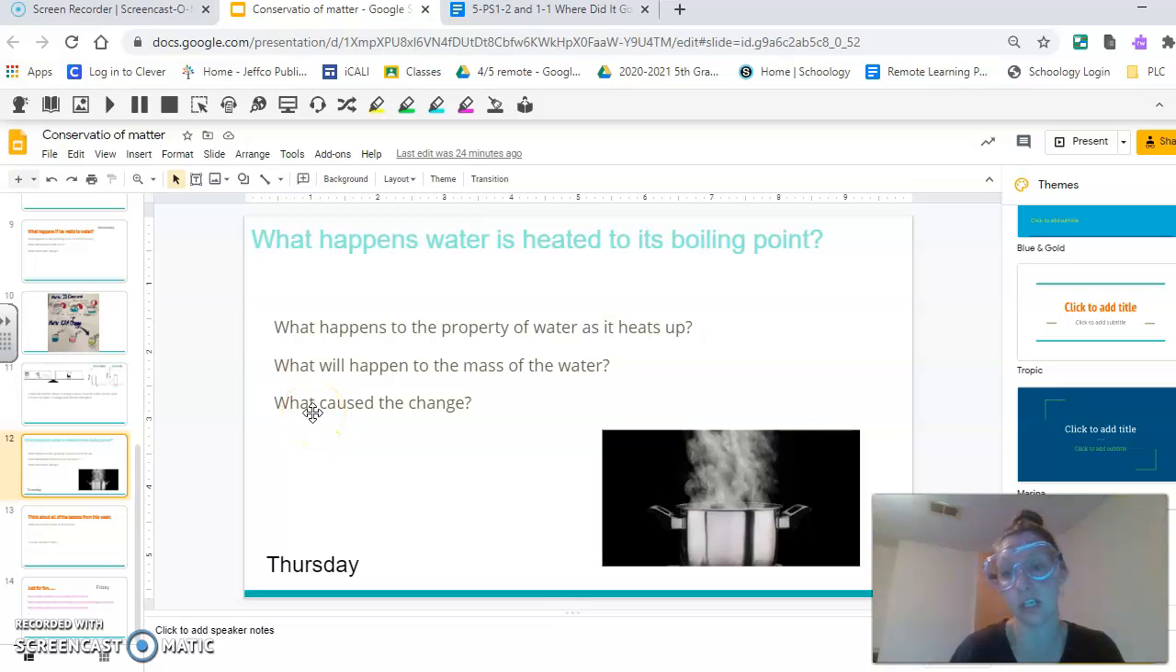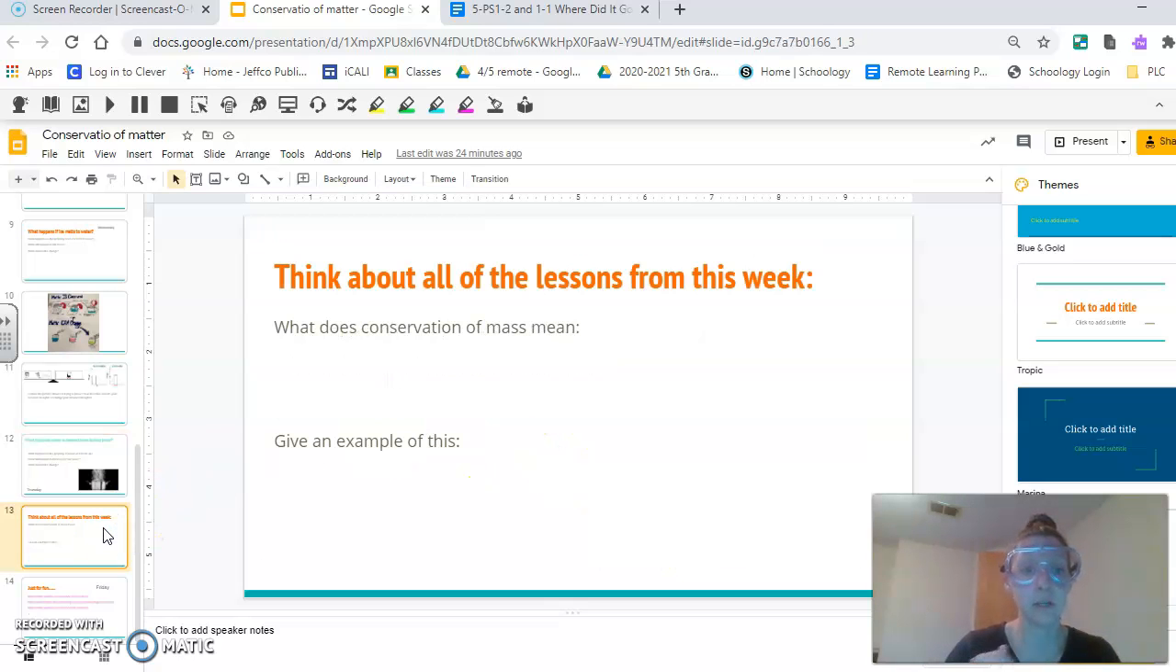What caused this change? The change here is the rising of temperature. And specifically, it is the boiling point. When water or any liquid hits a boiling point, it is when it starts to change into a gas. Hopefully that helps you answer this question a little bit.